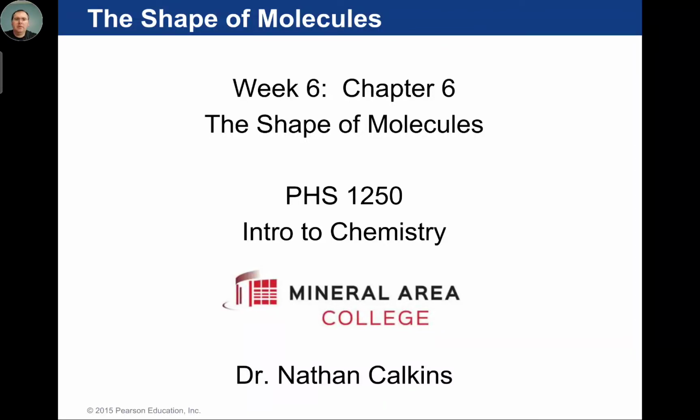Hey everyone, this is week 6, chapter 6. We're going to talk about shape. This is the last chapter for exam 2, and really just piggybacks off of our last chapter where we talk about Lewis dot structures, and then this is going to show you the rest of the story where you realize that even though we draw Lewis dot structures two-dimensionally on paper, they're really three-dimensional, just like our bodies are three-dimensional and not as flat as a sheet of paper.